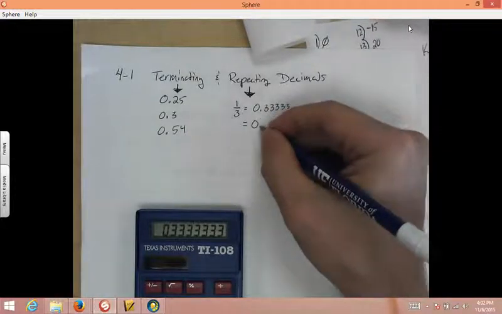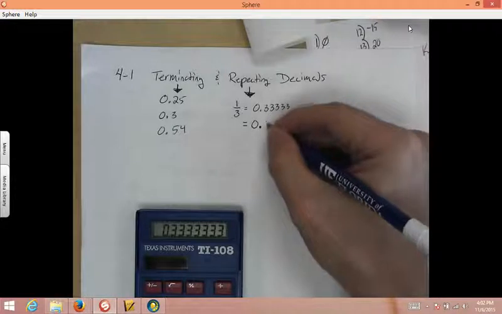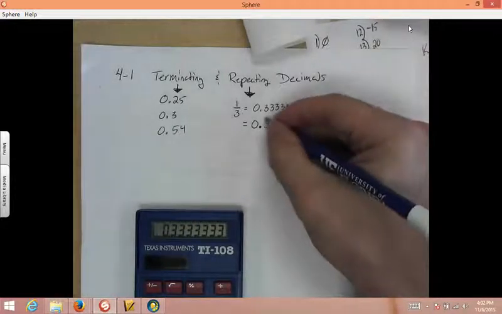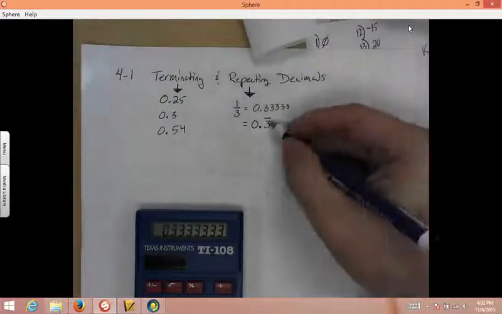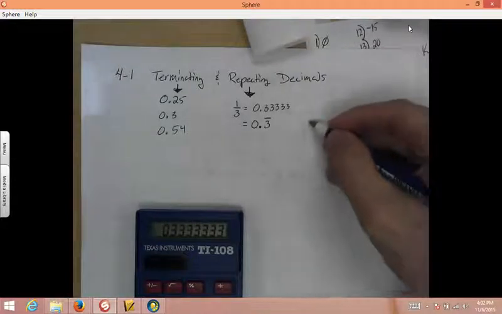It's called bar notation. So what you do is you write down whatever number repeats and just put a bar over it. And this bar tells me that these 3s are going to go on forever.